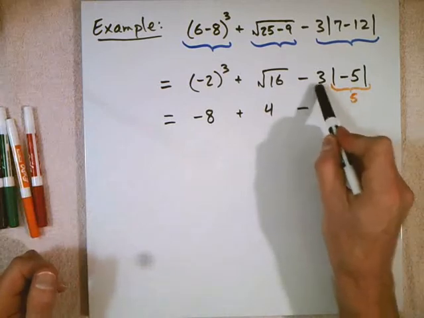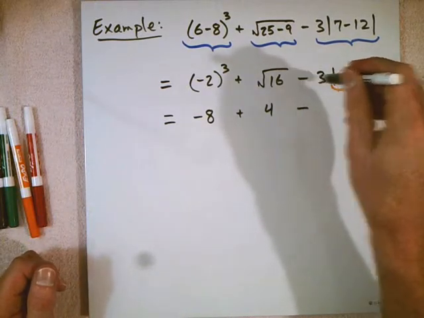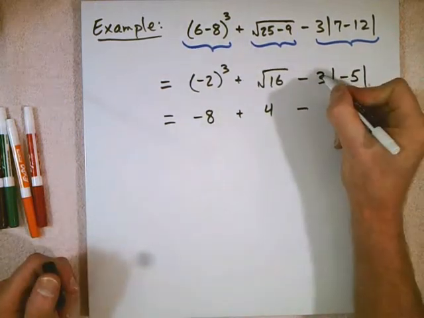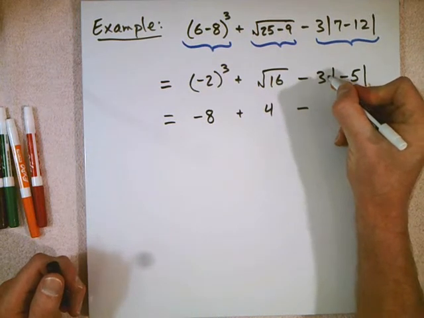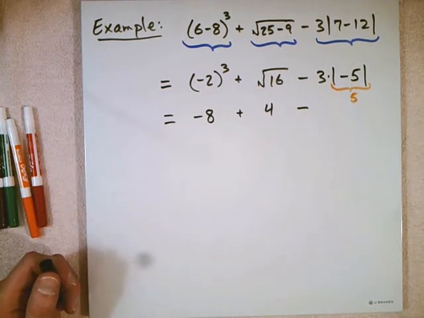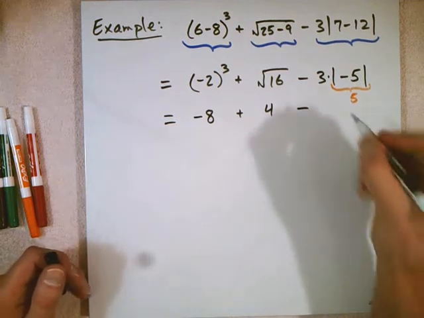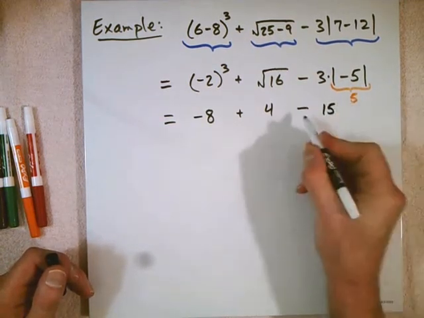Well, the 3 is multiplying, because when you have this number right out front of the absolute values, it's multiplication that's going on there. You can put a little dot just to remind you of that. So that's 3 times 5, which of course is going to be a 15. And that 15 is being subtracted off.